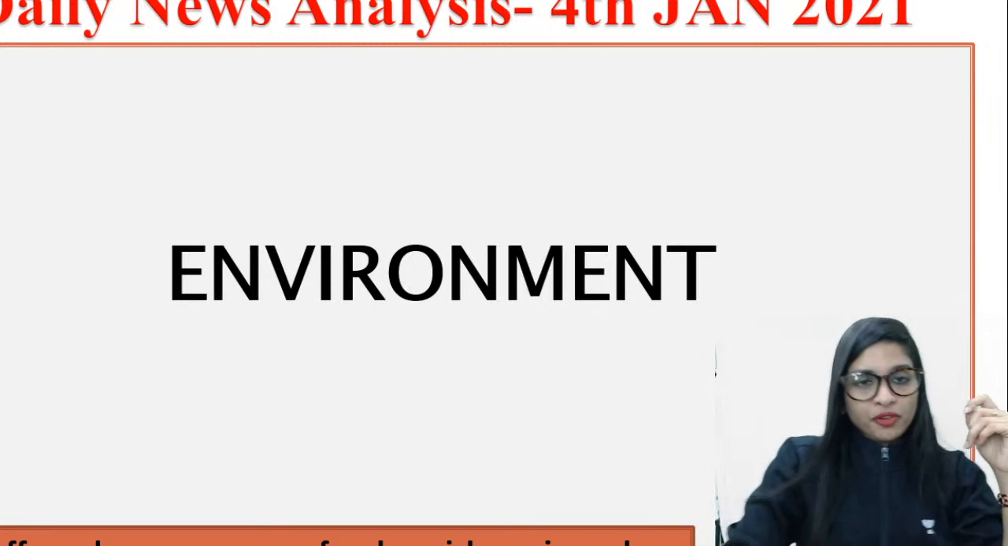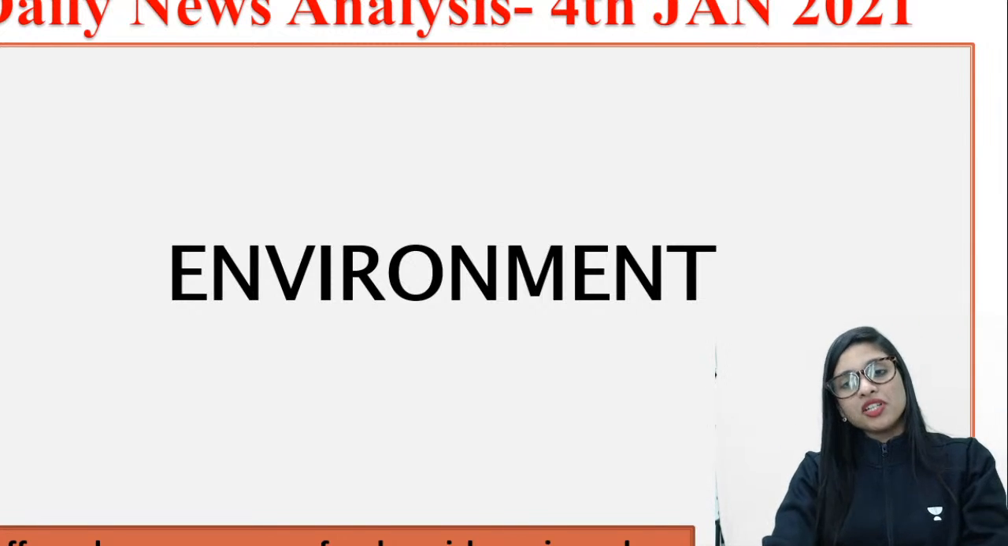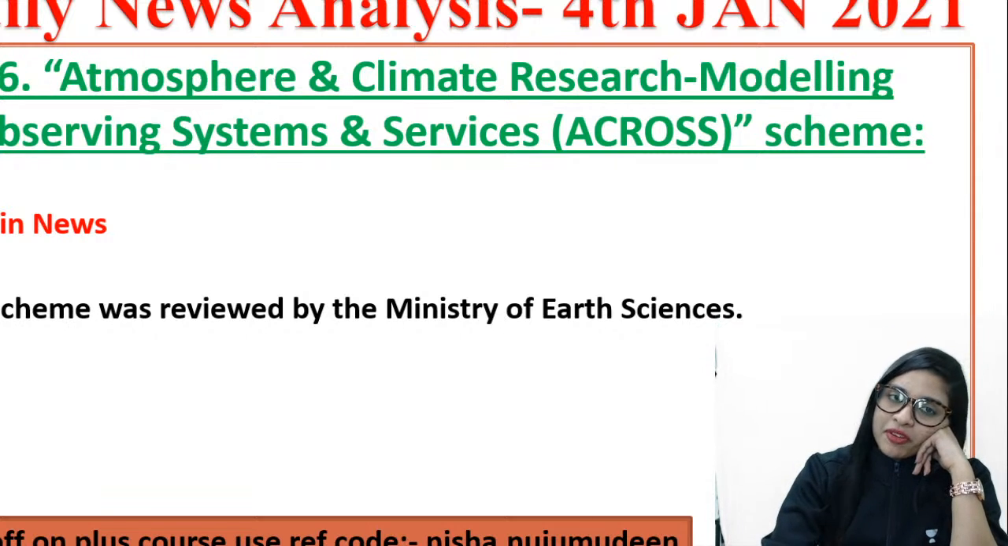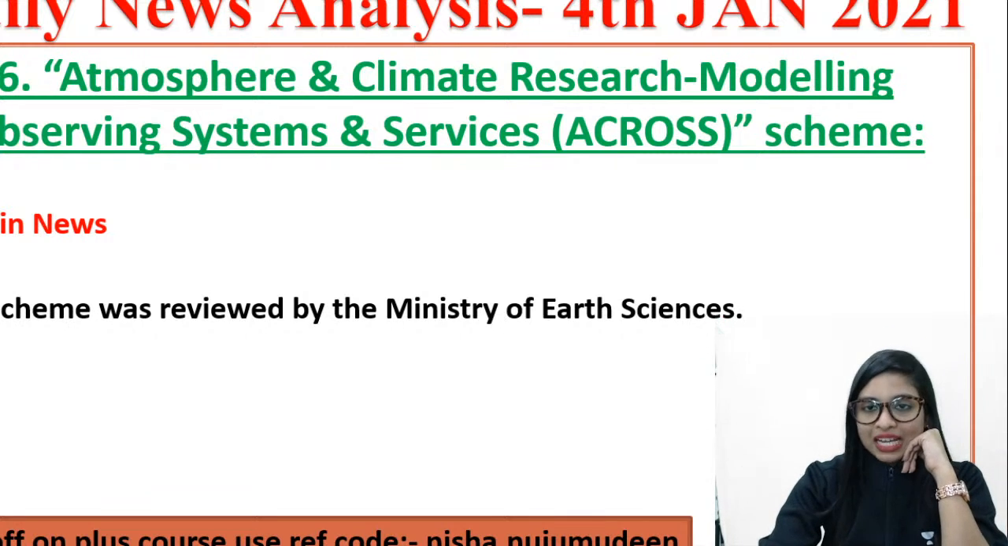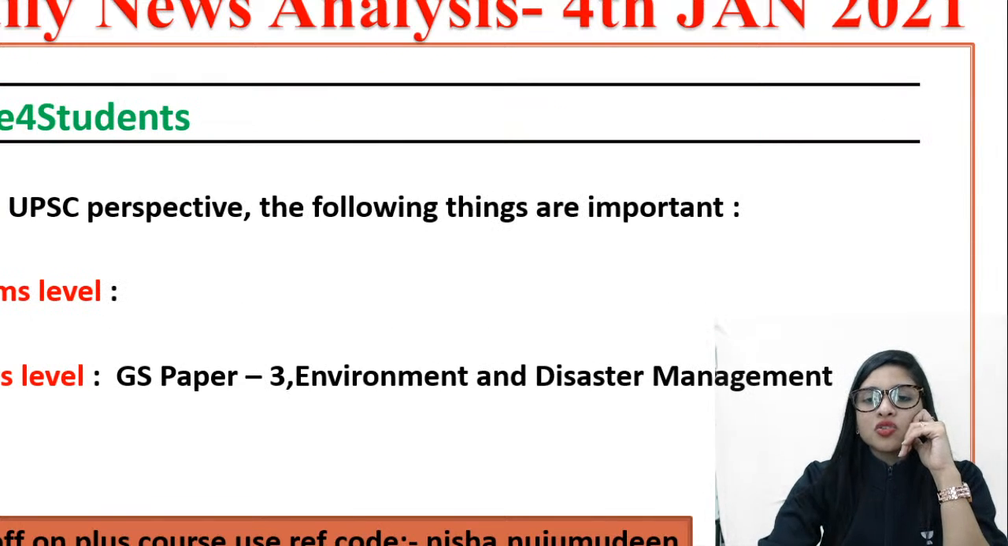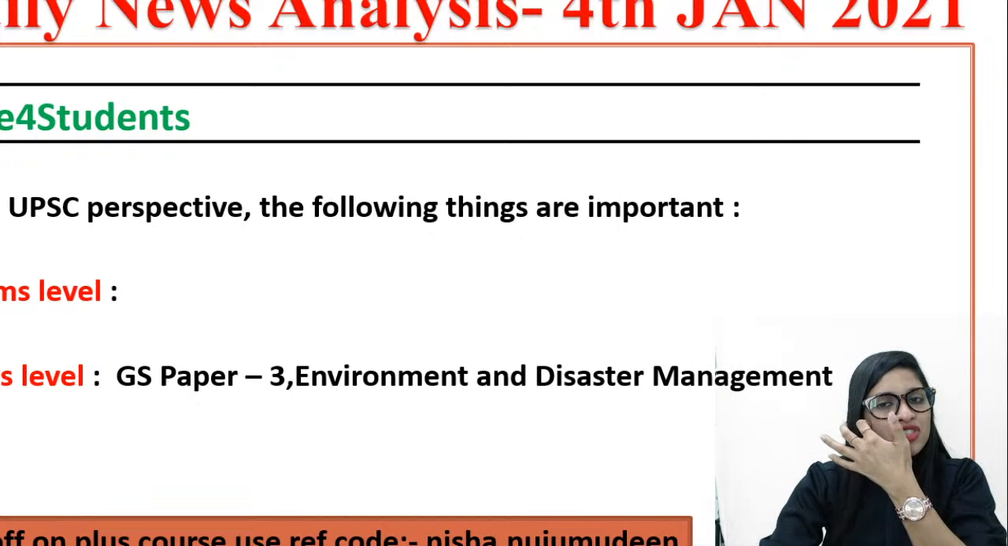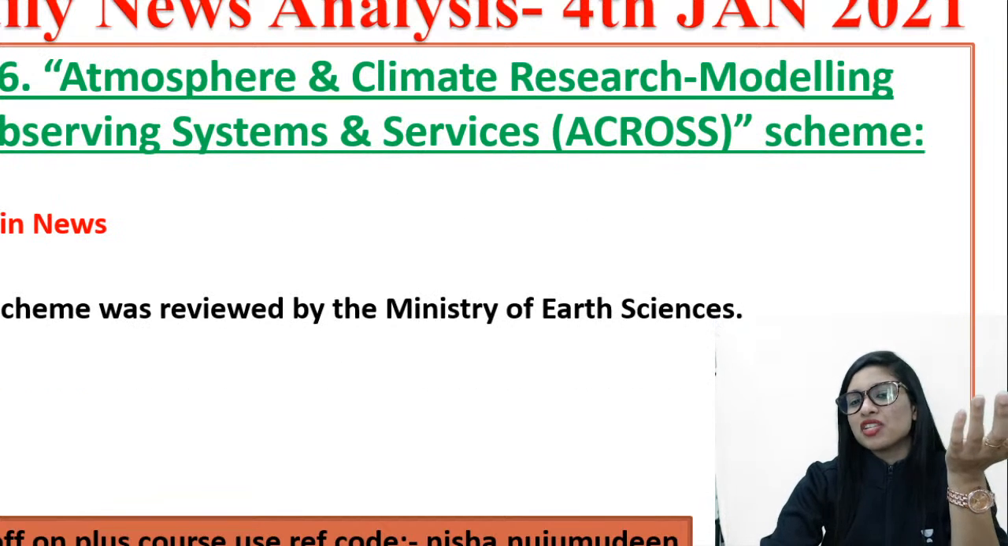The next important topic of discussion comes from environment, my young officers. In today's paper, the topic from environment was atmosphere and climate research modeling, observing system and services. It's a scheme, actually. The reason we're studying this is that it is in the news: the scheme was reviewed by the Ministry of Earth Sciences. From prelims and mains level, you just have to go through it. From the prelims level, they can ask you some questions based on the ministry and the scheme.